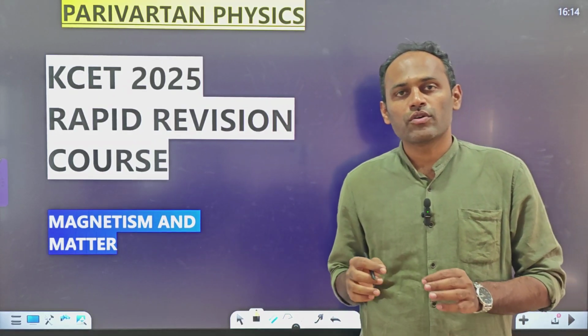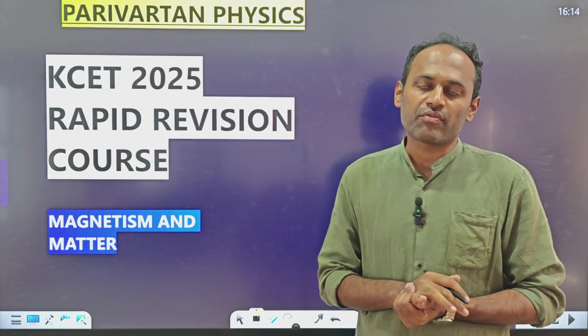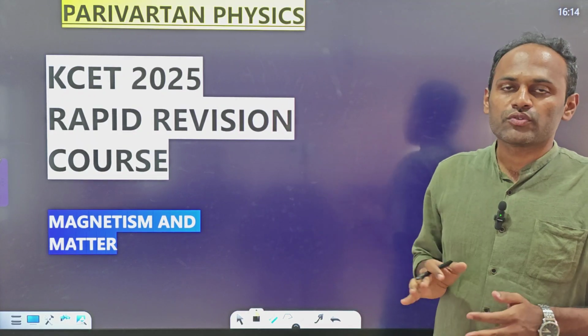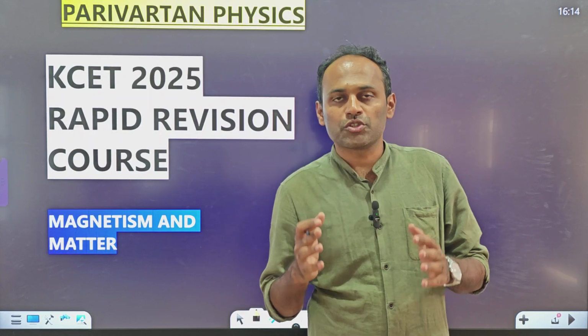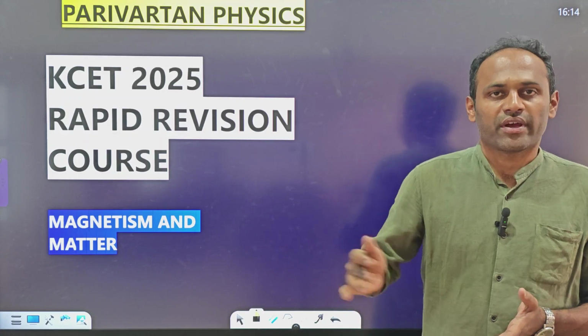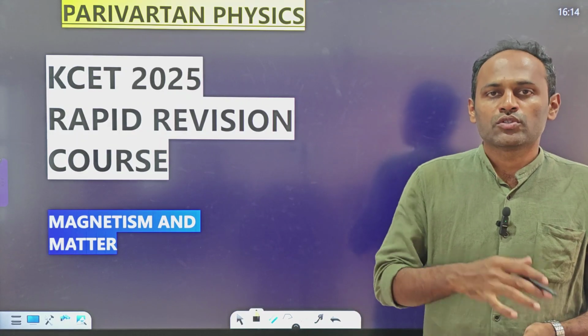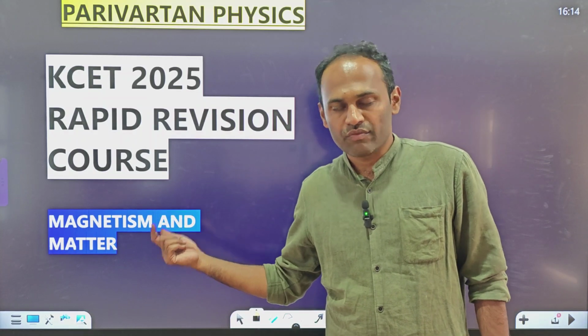See, we are in the series of videos where we are going through a course called Rapid Revision course for KCET 2025. In these videos, we are revising one chapter in one video with all the formulas, shortcuts and concepts of that chapter. So we'll quickly see all the concepts related to magnetism and matter in this video.